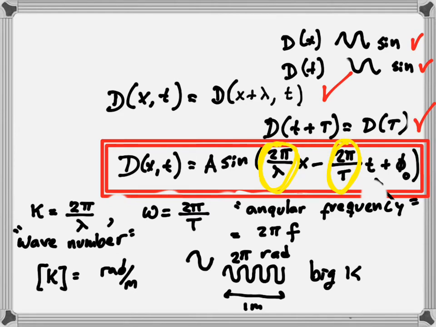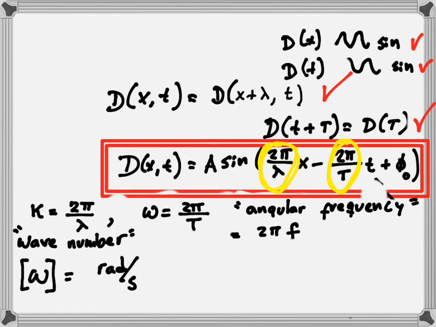Remember that the number of oscillations and the number of radians are related to each other. One oscillation is 2 pi radians. So a big wave number implies that the wave oscillates many times in a distance of 1 meter. Therefore, a small wave number implies that the wave does very few oscillations in a distance of 1 meter, or it could even do a fraction of an oscillation in a distance of 1 meter.